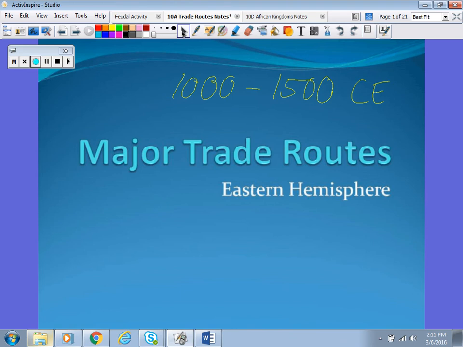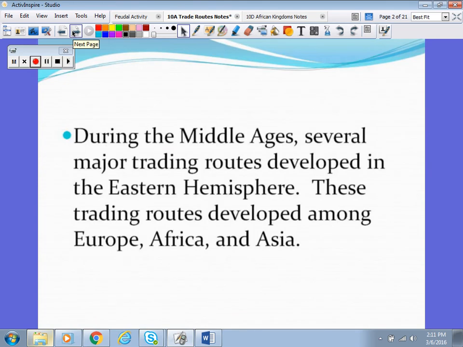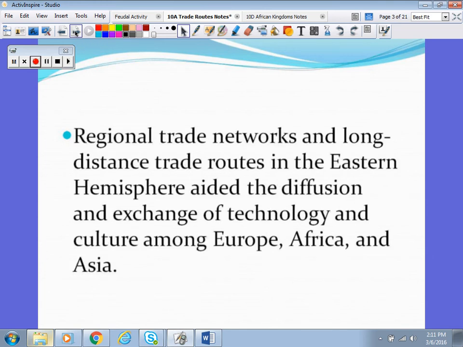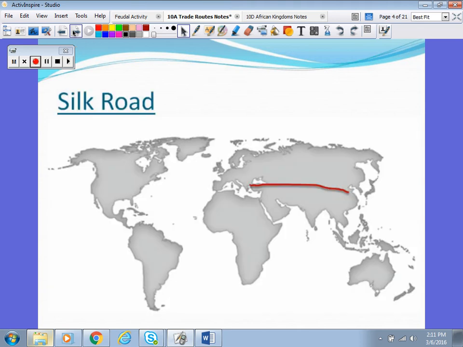So we start to have trade start to fuel. A couple of major trading networks are going to develop, and we're going to talk about them and the goods and ideas that are spread on them during this unit because they're important for you to know. So the first of our major trade routes is the Silk Road. The Silk Road is going to connect Europe with the Middle East, with India and China. The Silk Road's our most major trade route.